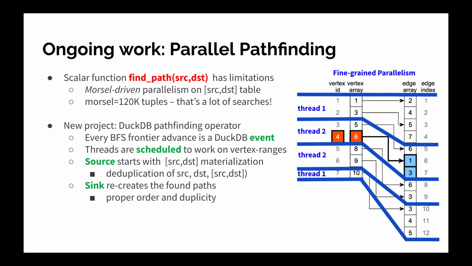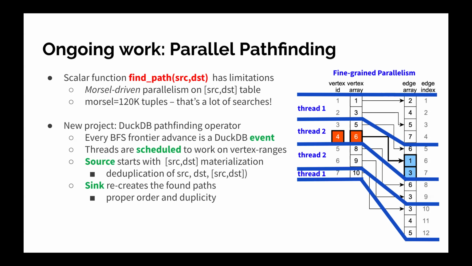And with that, you can parallelize the pathfinding in a different way, namely on the graph. You can say every thread takes ranges of the graph and advances the BFS in those ranges. So you can do fine-grained parallelism in search.